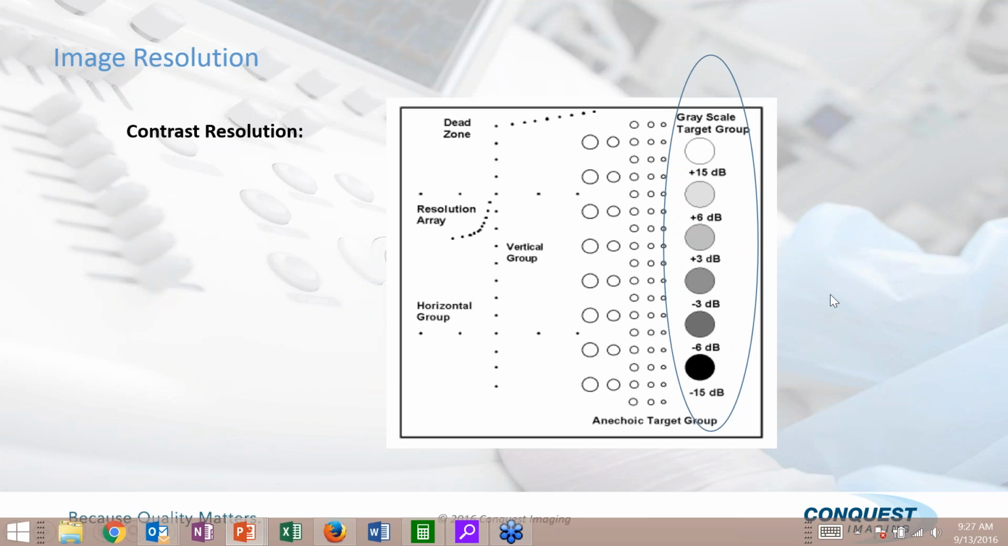So if we look at our ultrasound phantom again, going back to our ATS 539 phantom, these grayscale target groups, what we're doing here is when we place a transducer on the top of this phantom, can we see the different objects here that are only 3 decibels apart in intensity. And again, a good ultrasound system can differentiate all 6 of those objects. A not so good ultrasound system cannot.